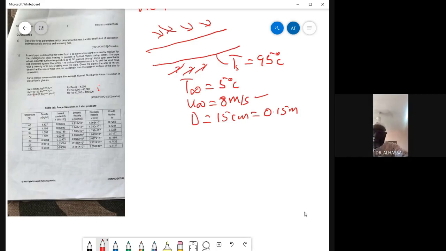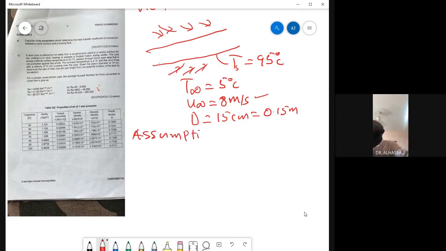So the first thing to analyze this question is to determine the Reynolds number. The Reynolds number is going to tell us if the fluid is in laminar flow, turbulent flow, or a mixed flow situation. You understand me? Now the basic assumptions necessary to solve this question are like this.